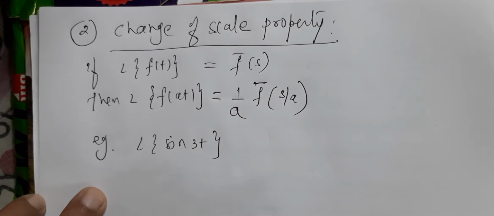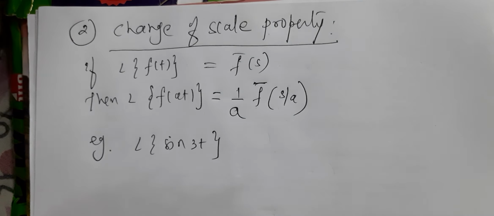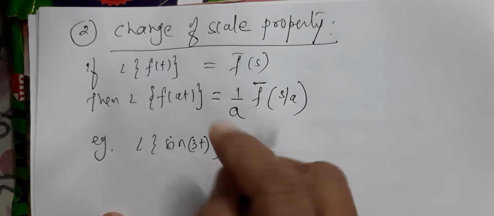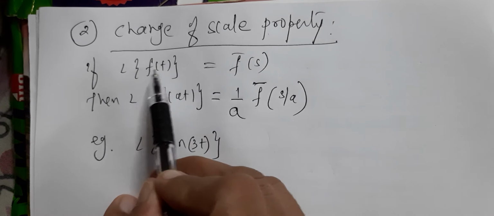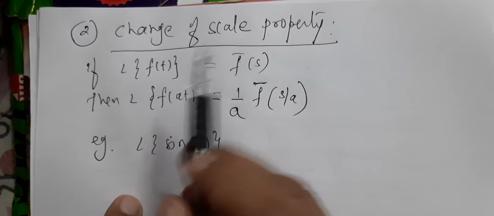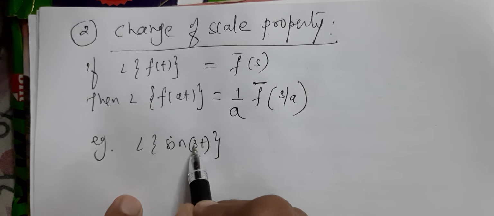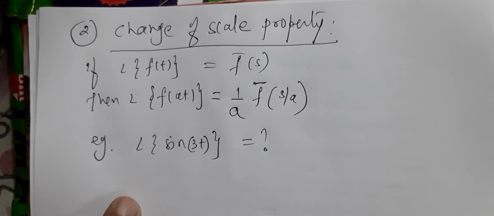Now actually we have a direct formula for Laplace of sin at. But just to explain this property, we know Laplace of sin t, and in place of t it is 3t. We know Laplace of f(t), and in place of t it is at. In place of t it is 3t. So in such a situation, first of all we use this formula.